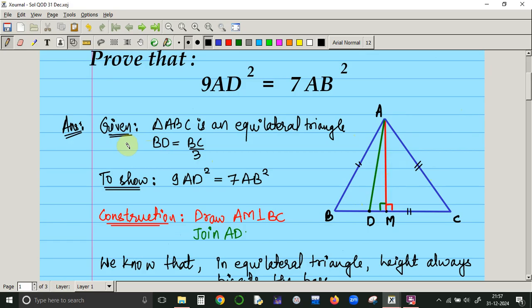So what I have written and given is triangle ABC is an equilateral triangle. BD is 1/3 of BC. To show that 9 times AD square is equal to 7 times AB square. This is our target. So what I have constructed in this question is I have drawn AM perpendicular to BC. And then I have joined AD.